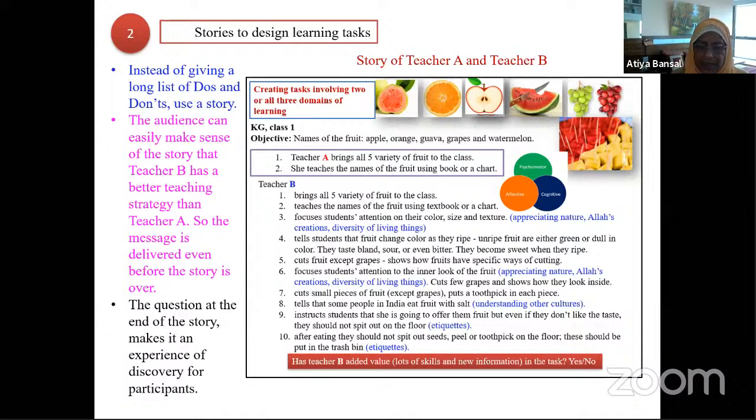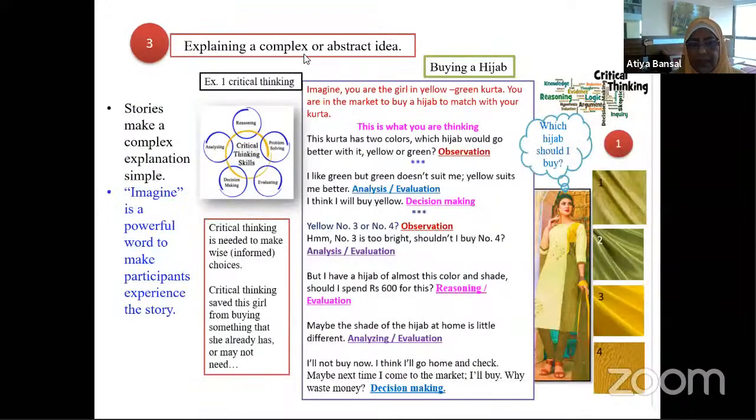Why is it important to ask a question like that? Because when the teacher asks a question and the students give a response, they experience, they are discovering. They are participants in discovering the message. But if I tell you, look how good teacher B is, oh no, nobody wants to be told everything. So these are the little tricks which we can use, and very useful for designing learning tasks. Third one.